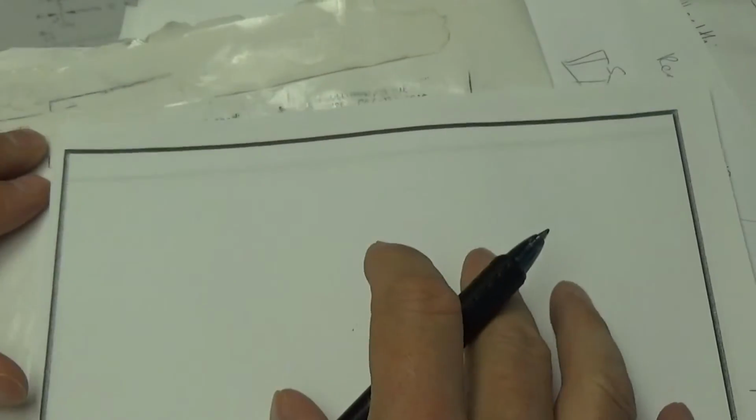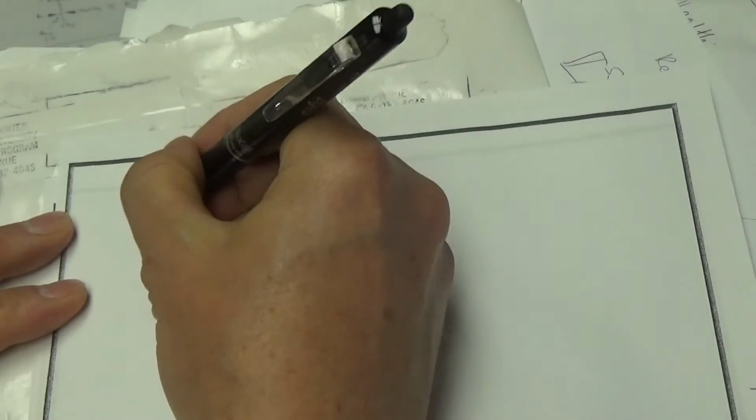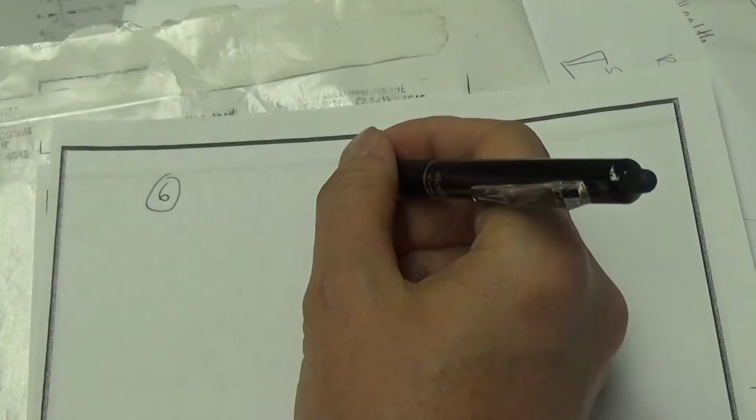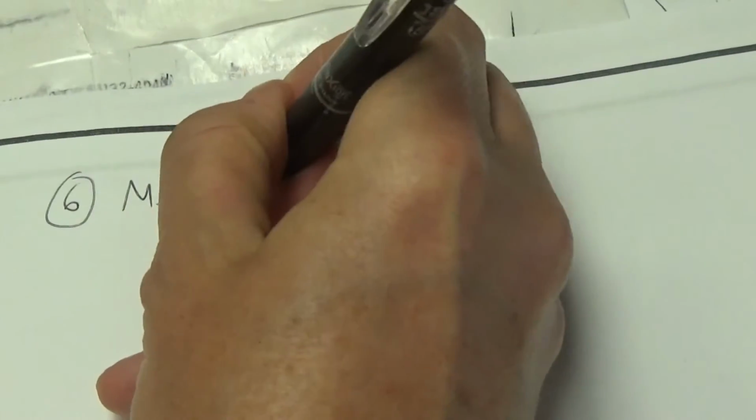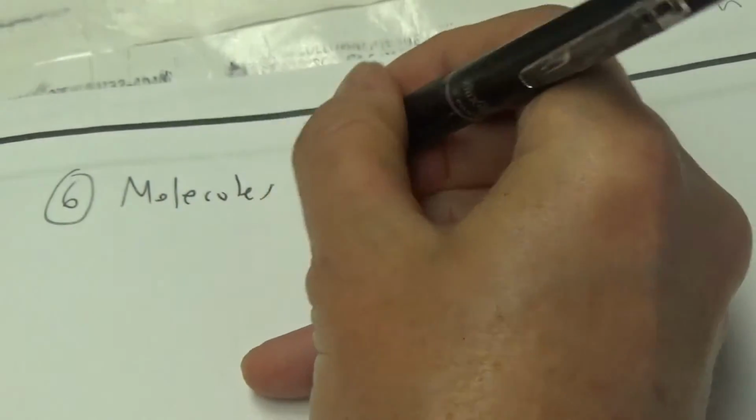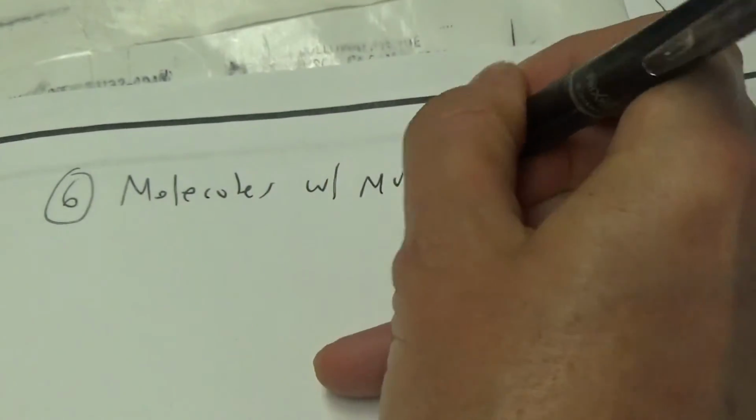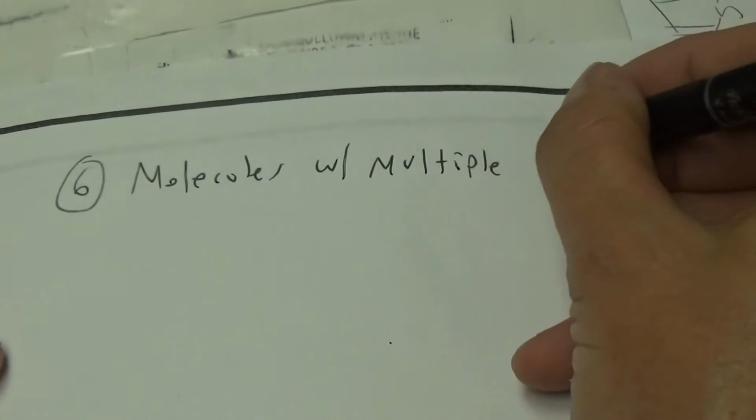Okay, that was number 5. Now we're on to number 6. Number 6 is molecules with multiple stereocenters.